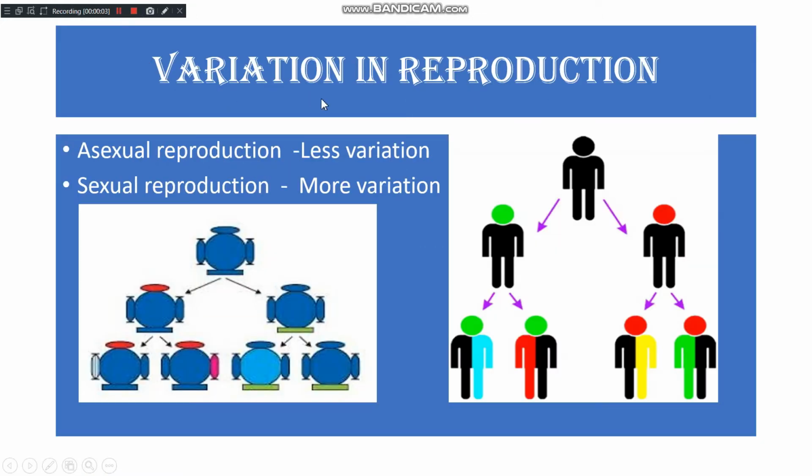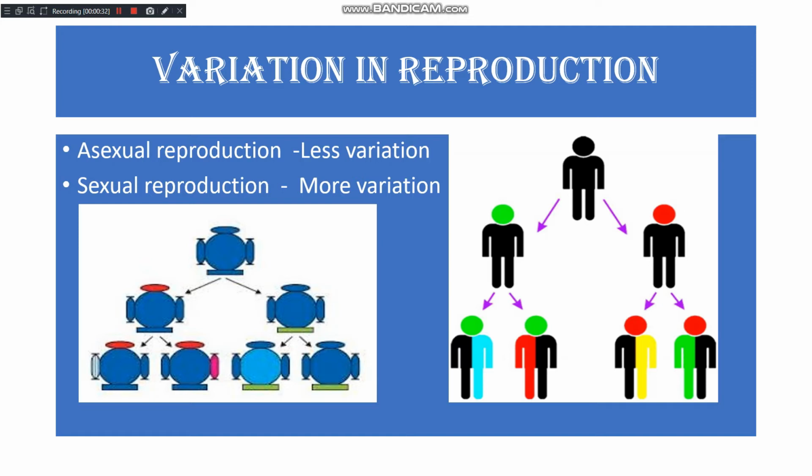Variations in reproduction. Students, as I explained in the last class, reproduction is of two types: asexual reproduction and sexual reproduction. During both types of reproduction variation occurs, meaning differences are there in the next generation. But in asexual reproduction the variations are fewer than in sexual reproduction. In sexual reproduction more variation takes place.